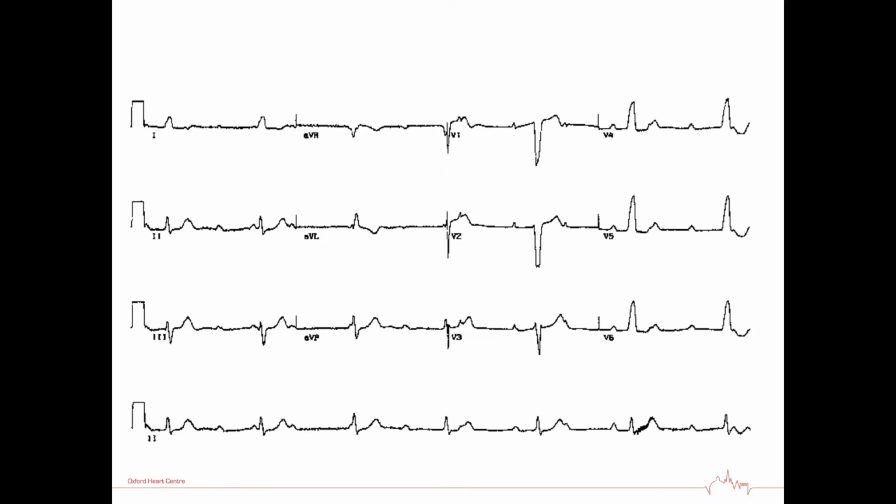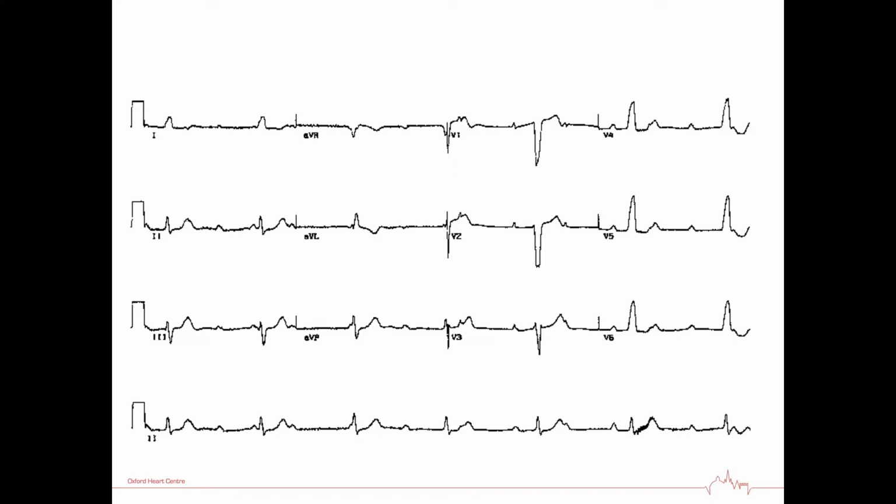Go ahead. 2-to-1 block. So I could see why you might think that. You're not far off. It's certainly a high degree AV block, and that's always a good get out clause if you're ever speaking to someone and you're not sure if it's second or third. So let's go through it.